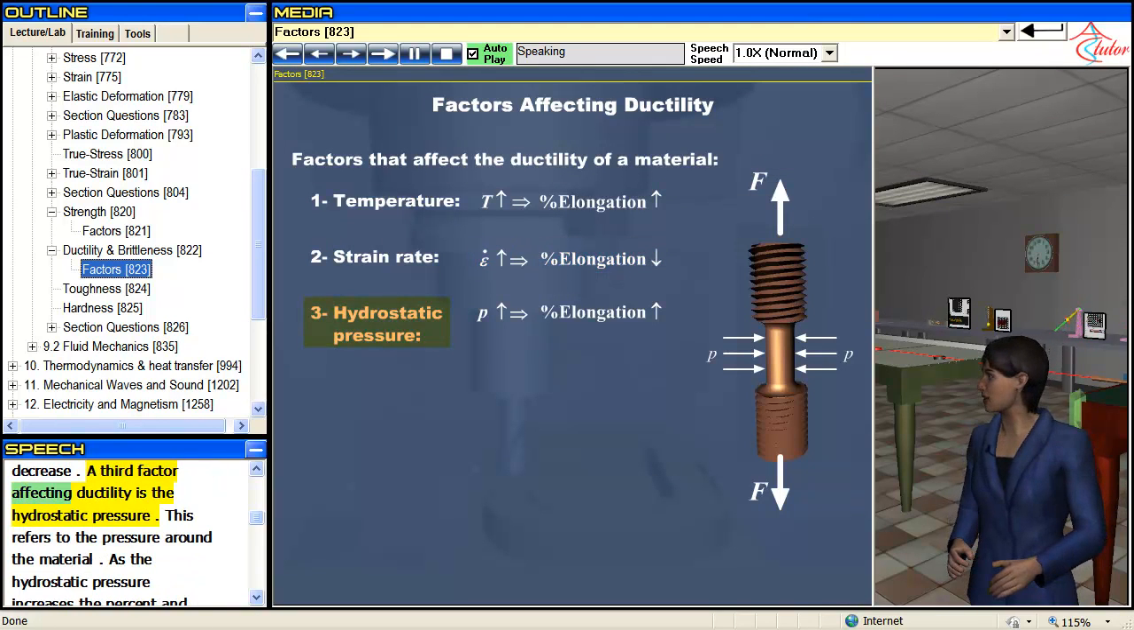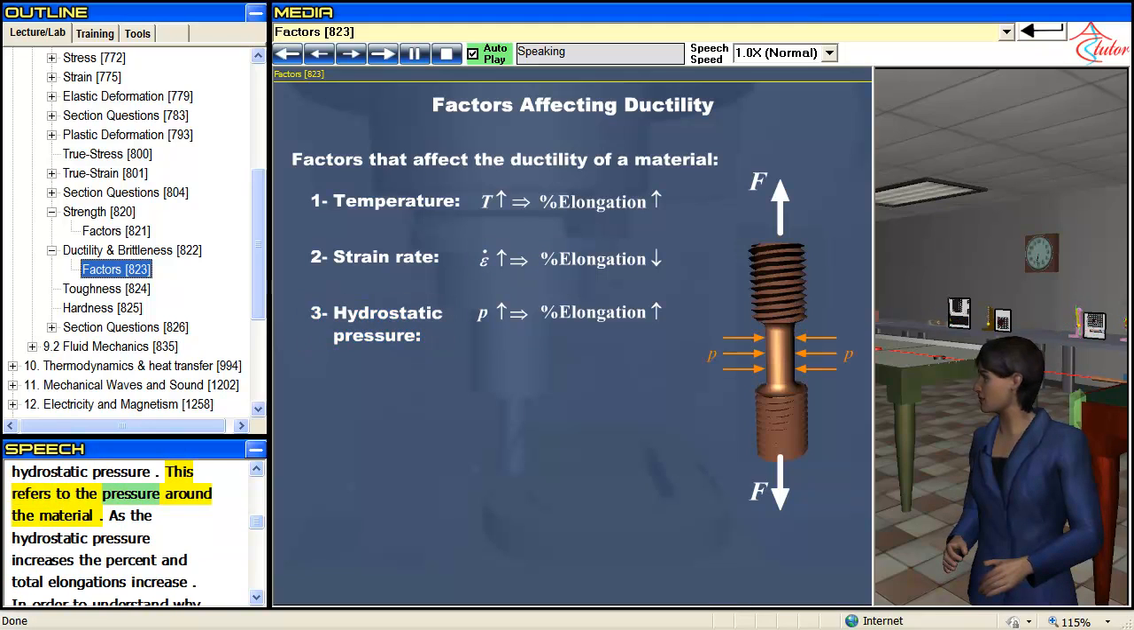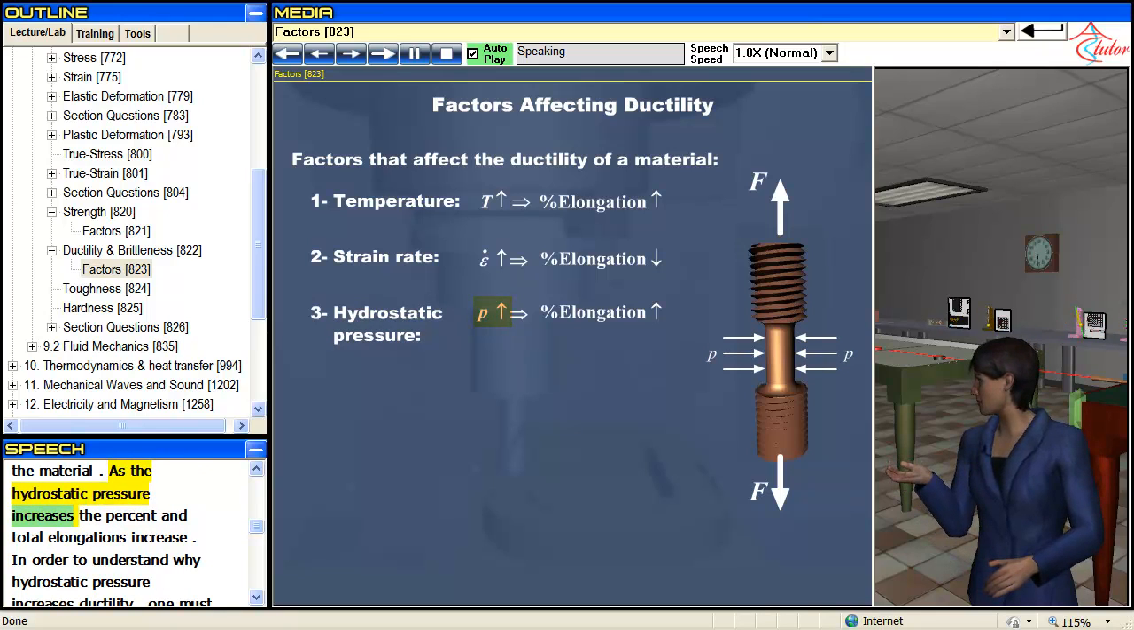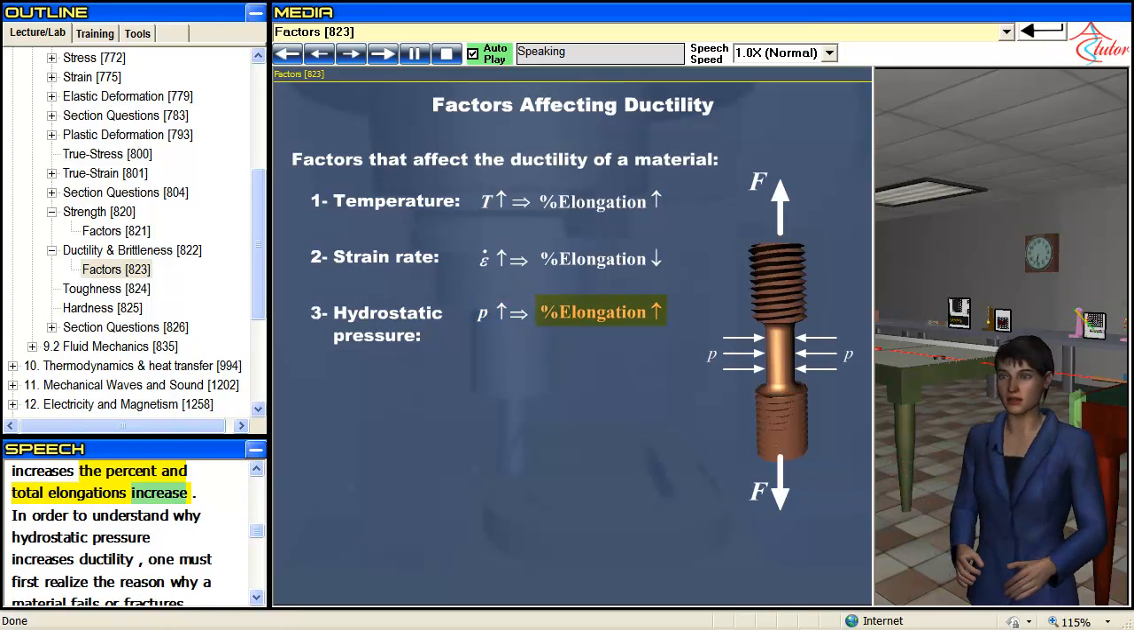A third factor affecting ductility is the hydrostatic pressure. This refers to the pressure around the material. As the hydrostatic pressure increases, the percent uniform and total elongations increase.